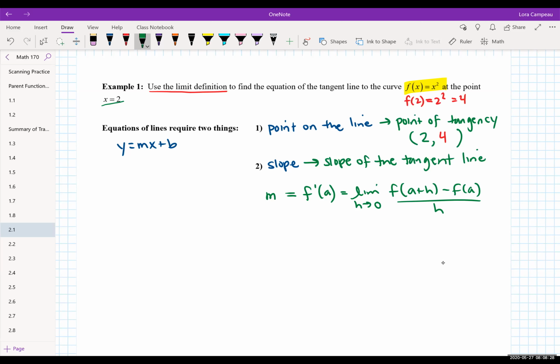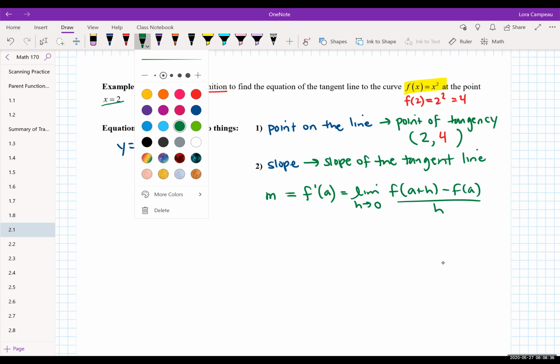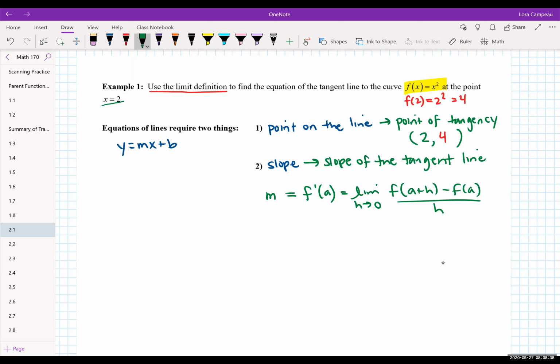But in our case, a is equal to 2. So what I like to do is just go and replace it. What is the derivative, f prime of 2, the derivative evaluated at 2? We can write the limit as h approaches 0. Now plugging in, I'll color code this a little bit: f of 2 plus h minus f of 2, again all over h.